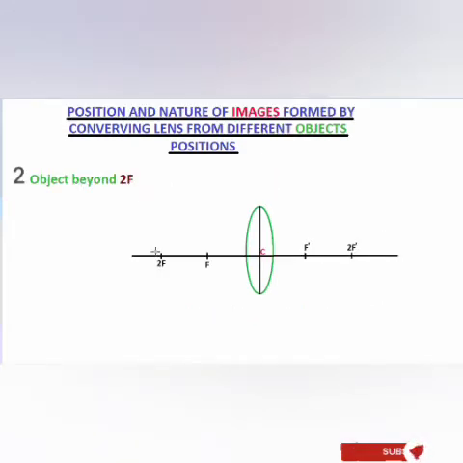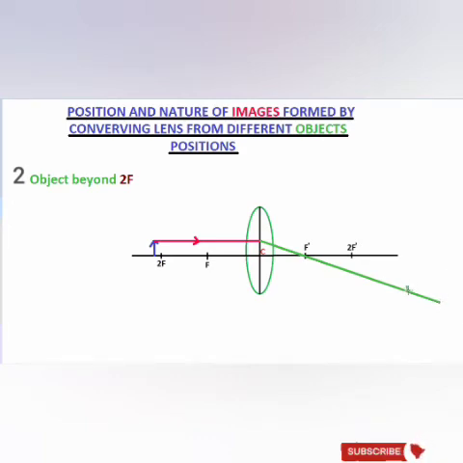Object placed close to the lens but beyond 2F. So let me draw my object beyond 2F, indicating the direction with arrows. Then I'll draw a ray which is parallel to the principal axis. A ray that is parallel to the principal axis is going to be refracted through F prime. Indicate your direction. So the ray refracts through F prime. I will indicate my direction.